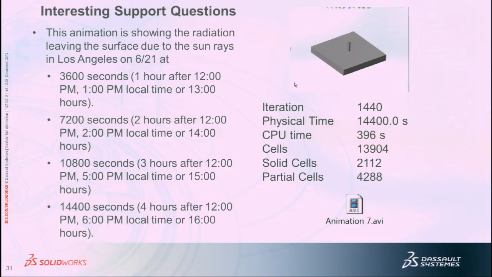Okay, so the tables that they were using had these different requirements. In this particular animation, we just have a little pole sticking out of the ground, and we're going to show the sun at 1 o'clock. So it starts out at 12, then 1 hour later at 3, and then 4 hours later. Just to give you an idea, it ran for about 1,400 iterations. The physical time was about 14,000 seconds. CPU time was very quick because the cell count was not that high, about 13,000 cells.